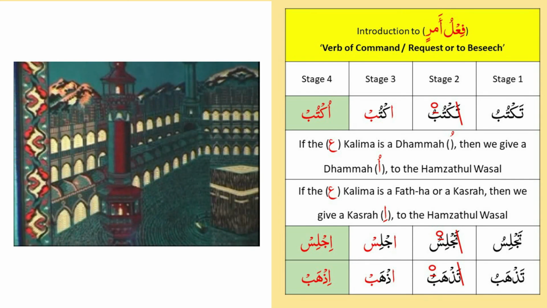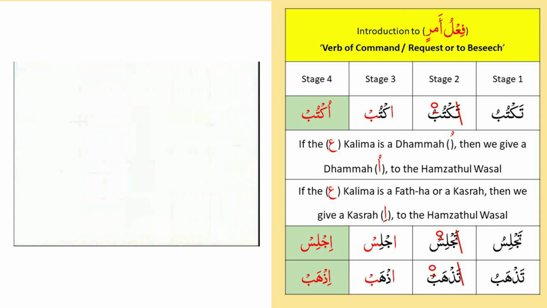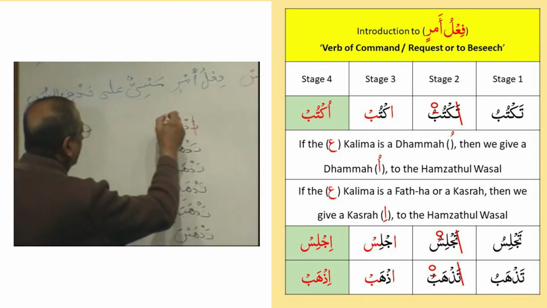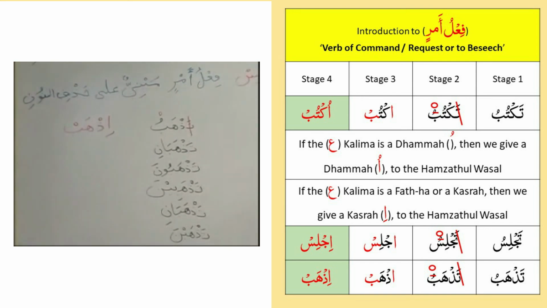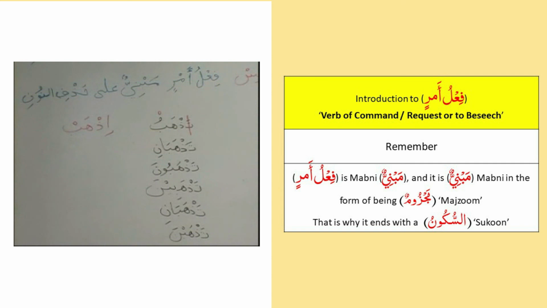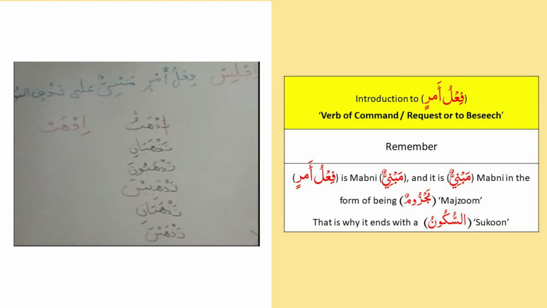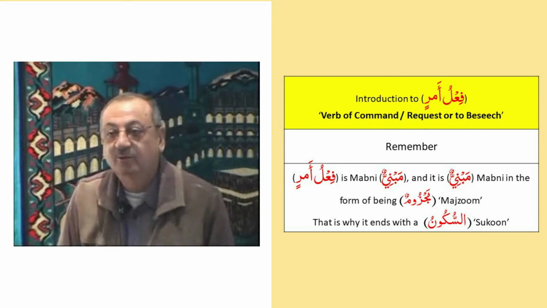And Tazhabu, brothers and sisters, I have to remove the Ta here. Now I have to bring Hamza. What vowel sign shall I give? Kasra. That's all. If the Ain Kalima is Dhamma, the Hamza of the Amr gets a Dhamma. If it is not Dhamma, it's Kasra. Never Fatha. Are you with me? Now, remember, Fi3l Amr is Mabni, but it is Mabni in the form of being Majzoom. That is why it ends with a Sukoon.